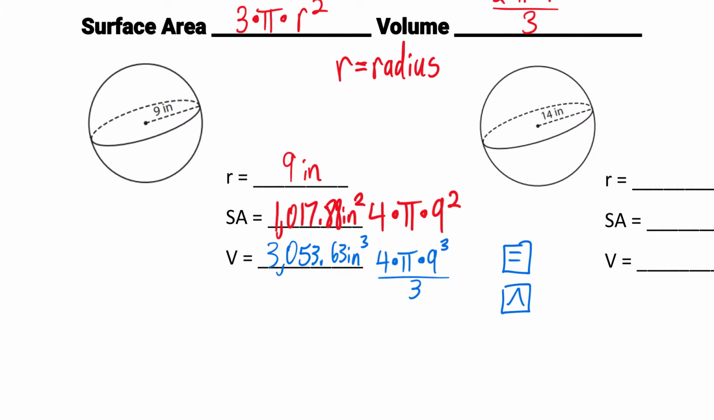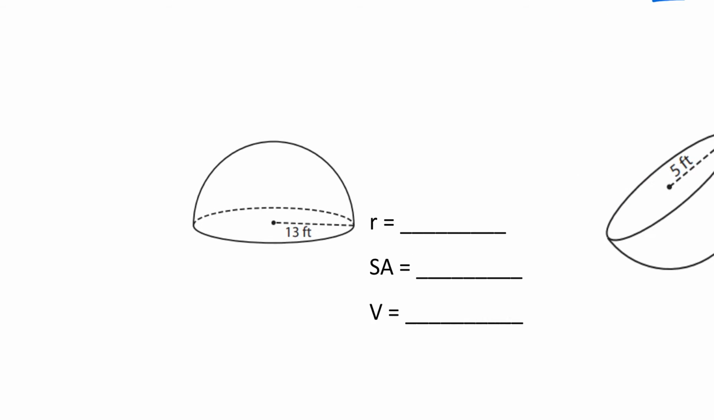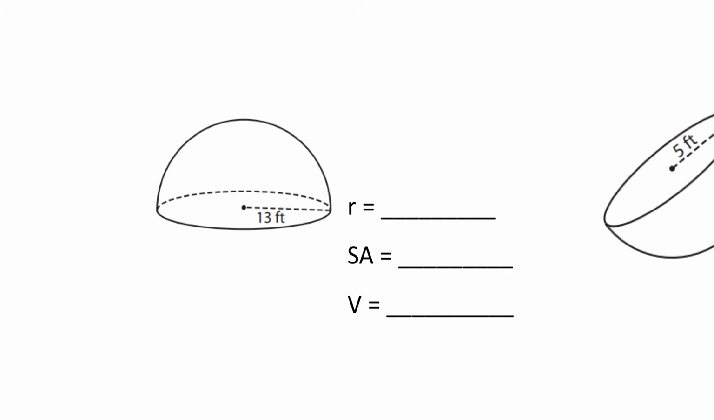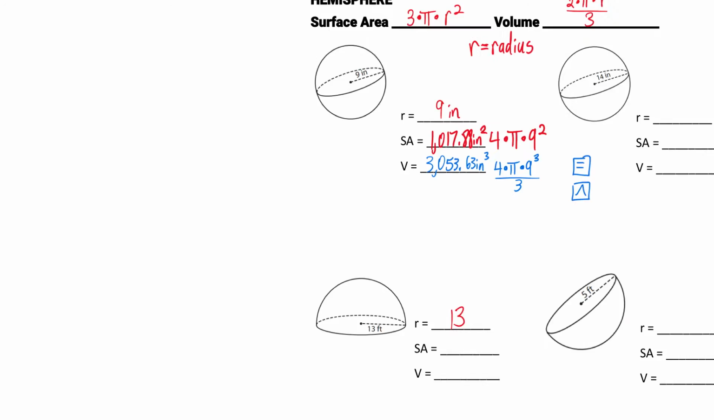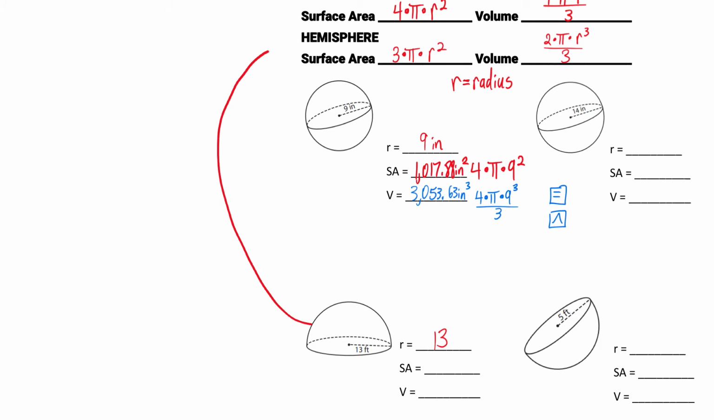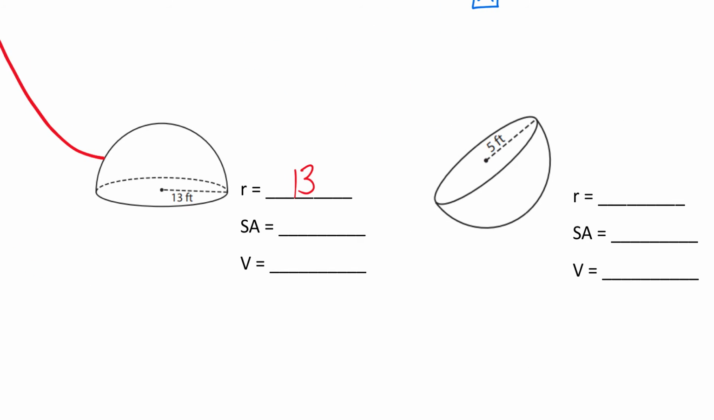Okay, so I mean, really, there's not much to that. It's just plugging into the formula. So let's go ahead and look at the hemisphere. What's the radius of the hemisphere? It's 13. Now again, this is the hemisphere, so on this one, I'm using these formulas. All right, so on this one, it's 3 pi r squared.